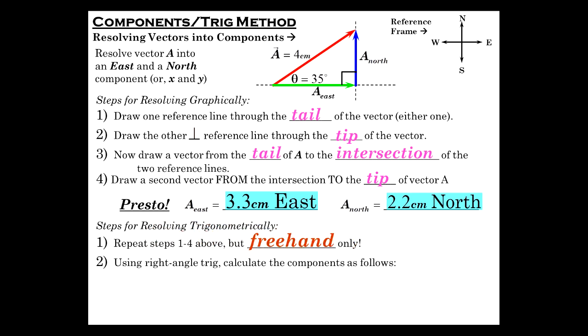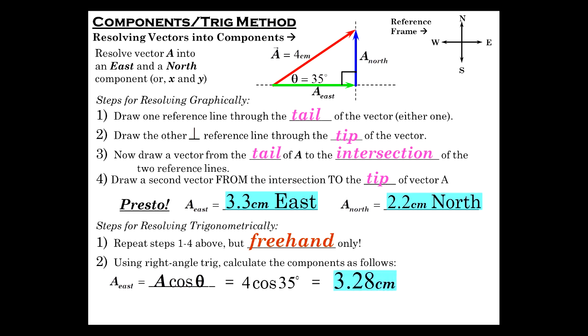Okay, so the steps for resolving trigonometrically is simply repeat steps 1 through 4, but you don't have to do it to scale. You can just do it freehand. Then use right angle trig, calculate the components. So the eastern component, well, with respect to the hypotenuse and the angle, the side adjacent there is a cosine of theta.